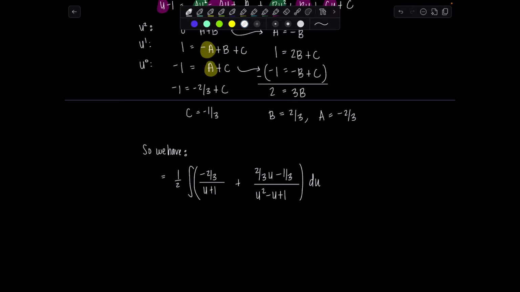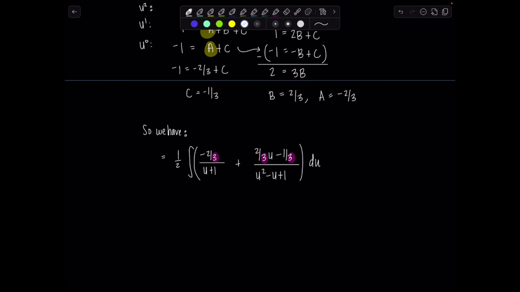Okay. So what I did from here was I said I can factor out a 1/3 from everybody, can't we? Yes, we can, Professor V. Okay, so then what we really have sitting outside this integral is a 1/6. We do. So I've got 1/6 integral, -2 over u plus 1 plus 2u minus 1 over, and then now let's complete the square on u squared minus u plus 1.